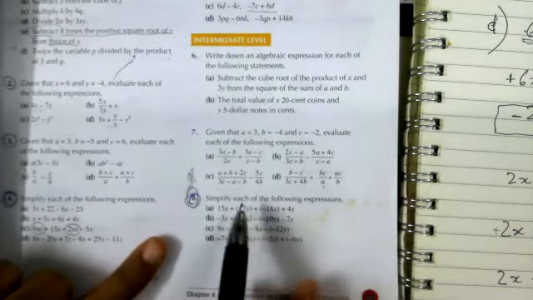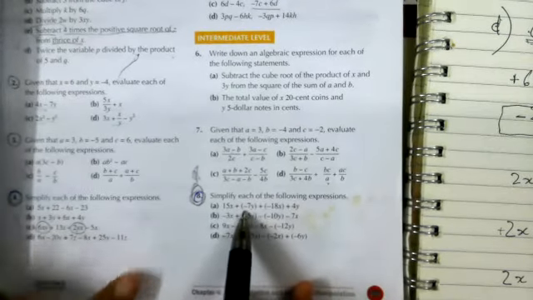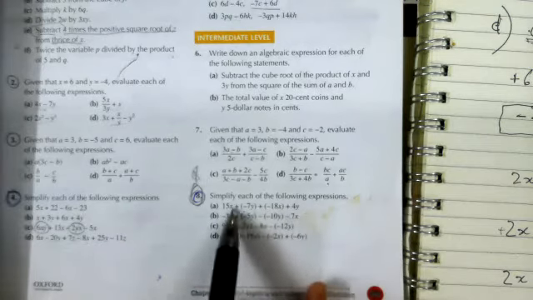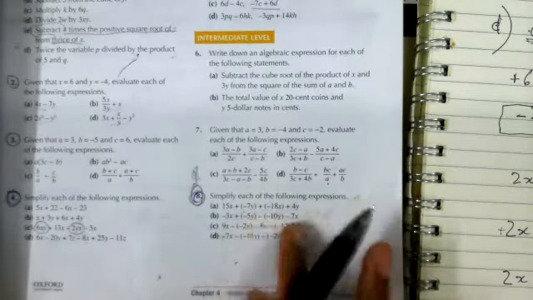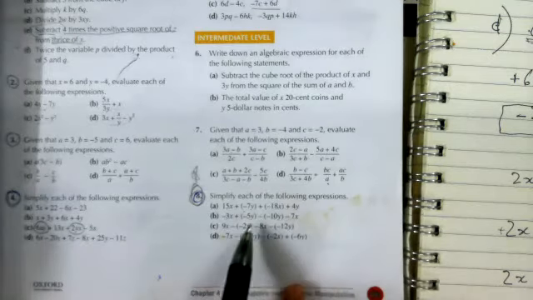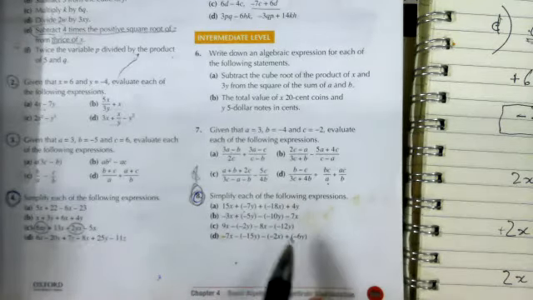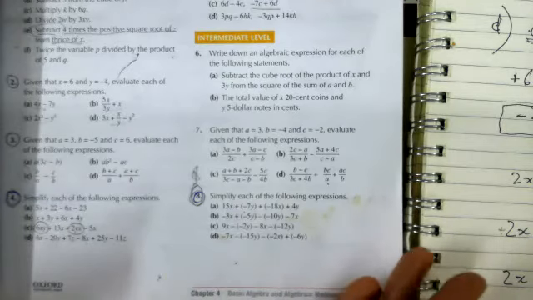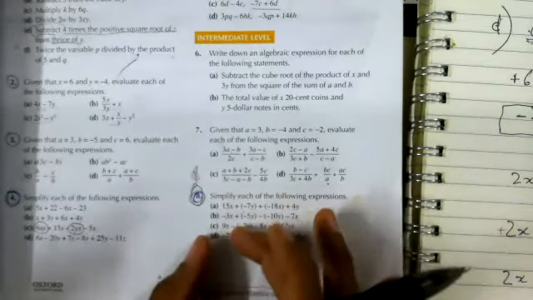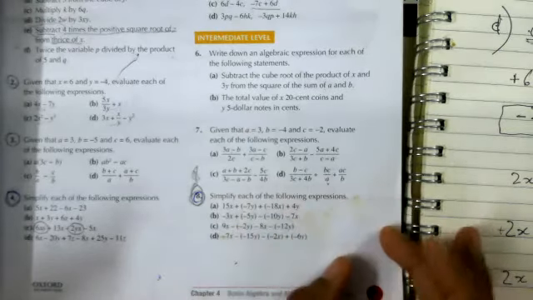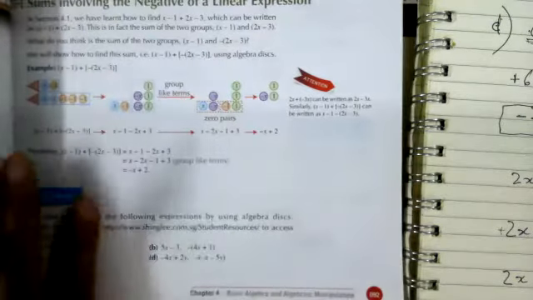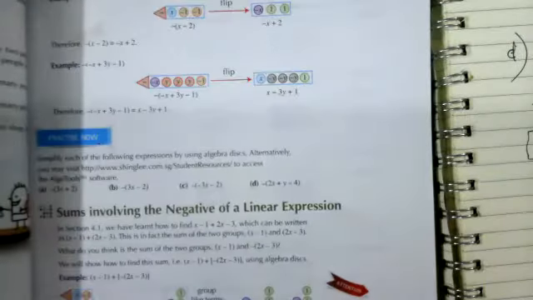Yeah, so in this, what you have to do is first open the brackets, and then you have to group the similar variables together. That's all, and then it will be simplified. Yeah, you have to open the brackets first, BODMAS. After you have opened the brackets, then you arrange the like variables together. Same way, and then it will be simplified. Okay, let's do this.